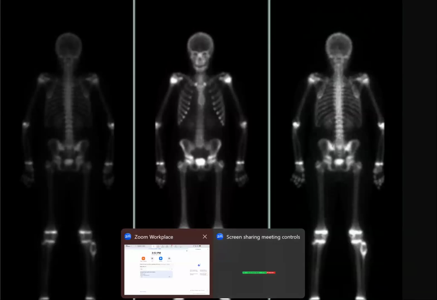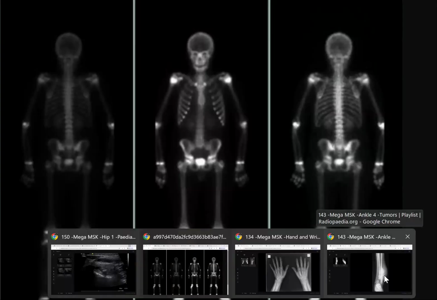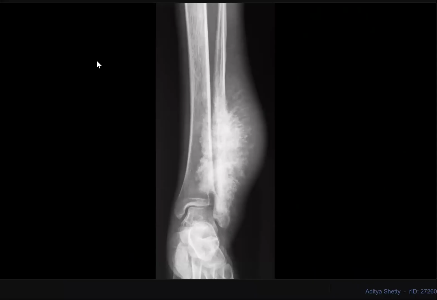Okay, the last candidate, we have candidate number 8. Candidate number 8, are you with us? Yes. Assalamu alaikum. Wa alaikum assalam wa rahmatullahi wa barakatuh. Let's start with an easy case. This patient is 20 years old.